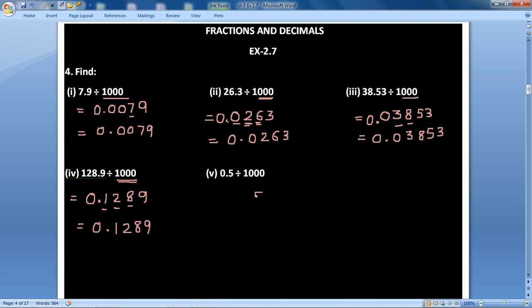Now fifth part, 0.5 divided by 1000. So first we will write 5. We have to shift the decimal point 3 digits towards left. So 1 digit, second, third, then 0.0. So the answer is equal to 0.0005.